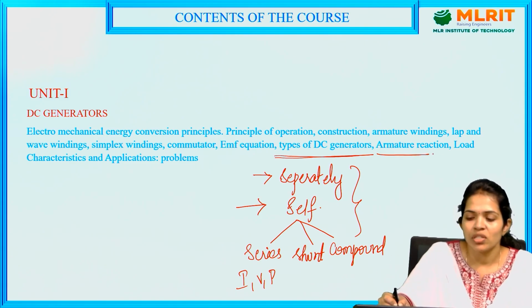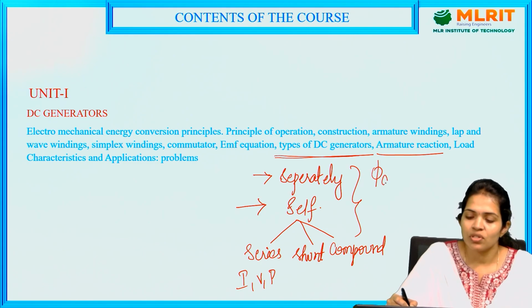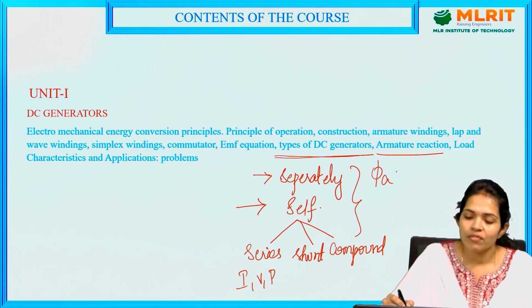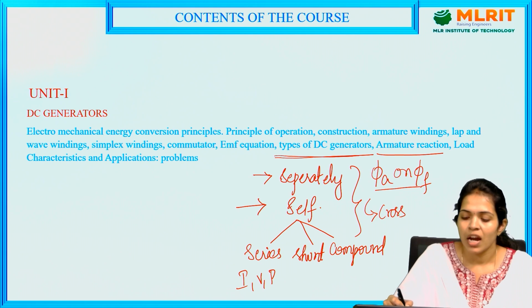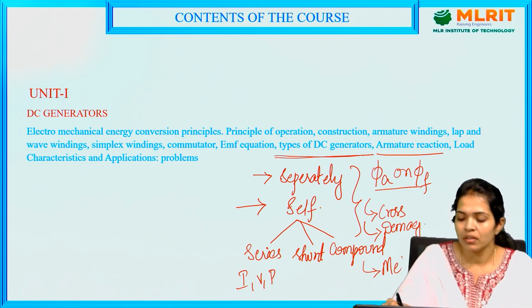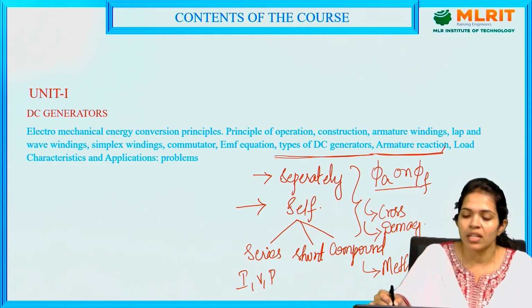Then we have armature reaction. Armature reaction is nothing but the effect of armature flux, the flux which is generated in the armature, on the main field flux. It will be studied in armature reaction, and what are the effects of armature reaction, like cross magnetizing effect and demagnetizing effect, will be studied clearly, and what are the methods to avoid or to reduce the effect of armature reaction in the DC generator will all be studied in the armature reaction concept.